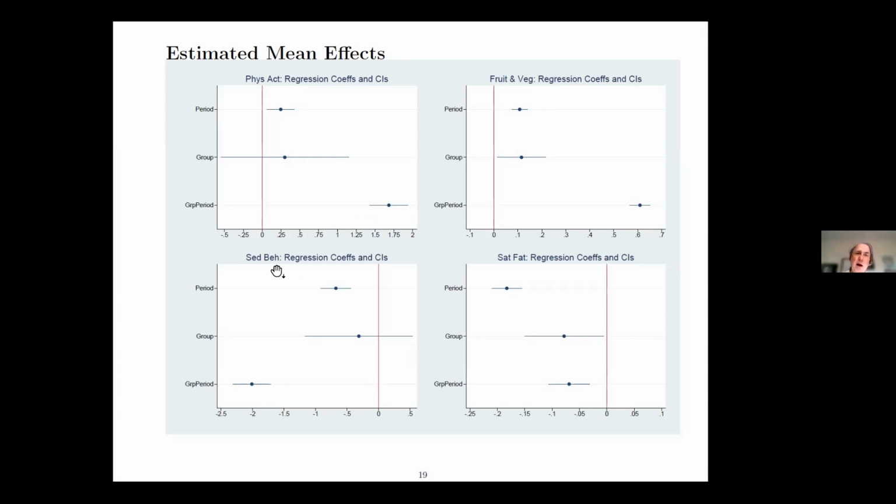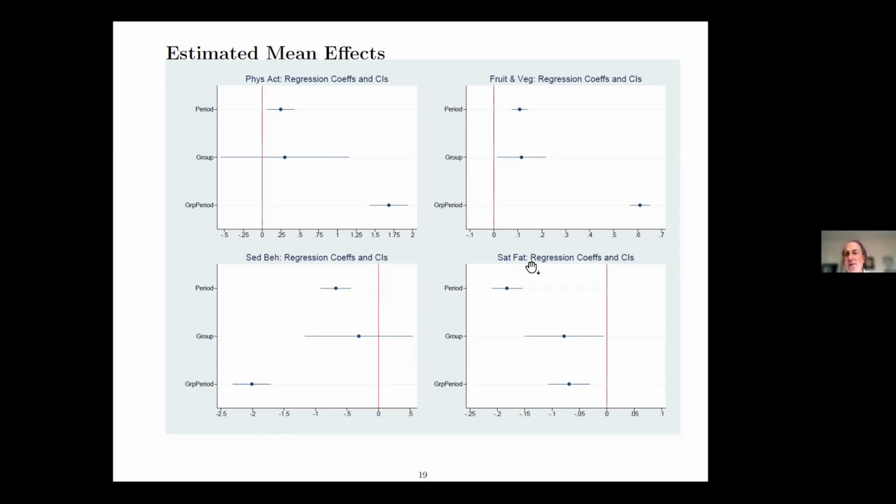Now, for the 2 not so good behaviors, sedentary behavior for example, we see kind of an opposite pattern. What we would like to see here is that they decrease these things: sedentary behavior, saturated fat. So again, the period effect here would be for the group in which the sedentary behavior is not targeted. They do decrease it, but for the group in which it's targeted, there's a highly significant group by time interaction. Similarly for saturated fat.